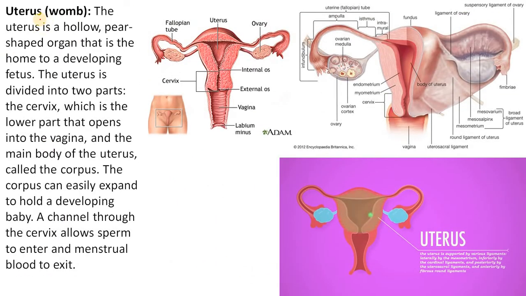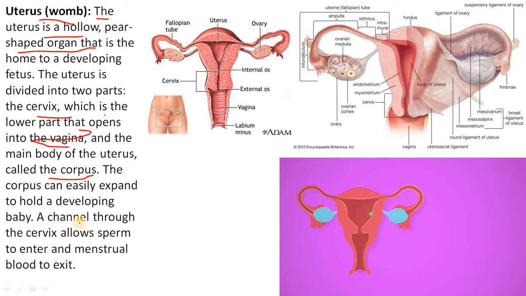Now coming to the uterus or womb. The uterus is a hollow, pear-shaped organ that is the home to a developing fetus. The uterus is divided into two parts: the cervix, which is the lower part that opens into the vagina, and the main body of the uterus called the corpus. The corpus can easily expand to hold a developing baby. A channel through the cervix allows sperm to enter and menstrual blood to exit. So, it is a pear-shaped hollow organ which is a home for the developing fetus.